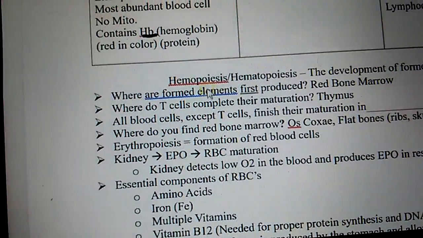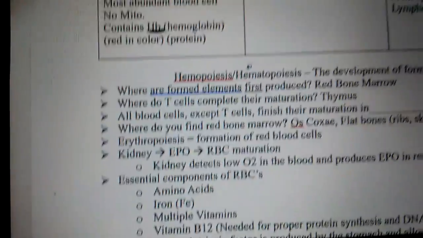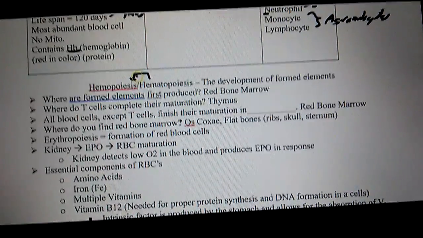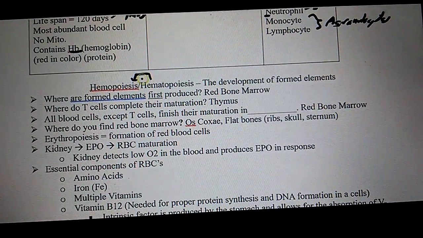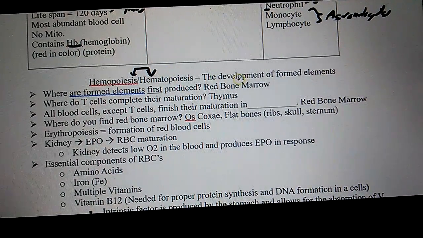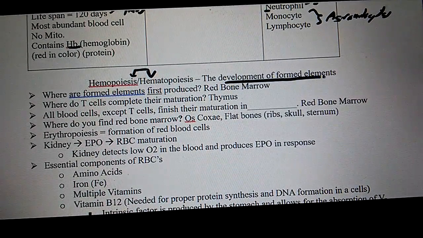So, hematopoiesis is also known as hemopoiesis. What's another word for hematopoiesis? Hemopoiesis. Hematopoiesis is the development of formed elements.